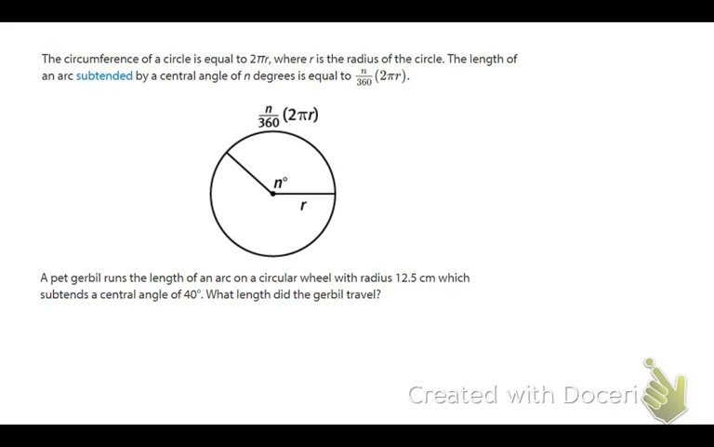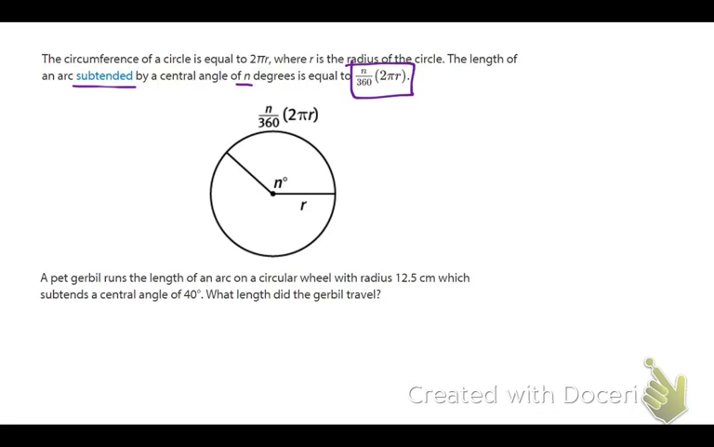Okay, we're going to take a look at example A from your book. We have the circumference of a circle is equal to 2 pi r, where r is the radius of the circle. The length of an arc subtended by a central angle of n degrees is equal to this formula, of n divided by 360 times that circumference of 2 pi r.